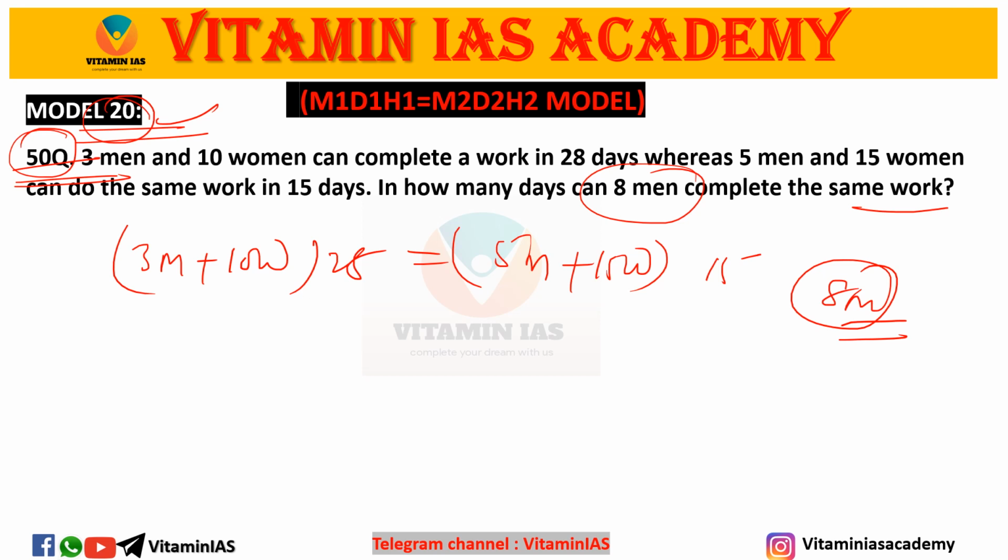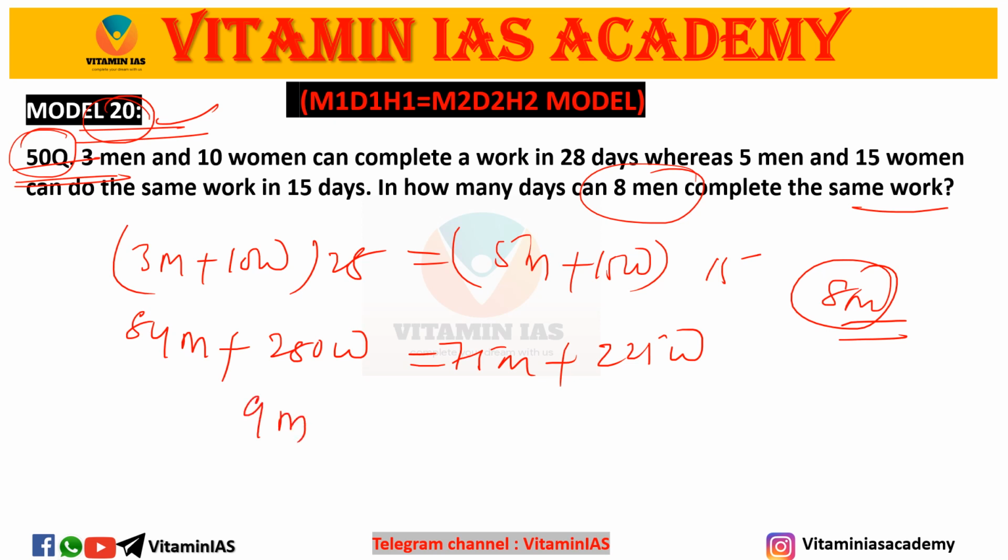So solve this question. 3 into 28, 84 M plus 10 into 28, 280 women is equal to 5 into 15, 75 M plus 15 into 15, 225 women. So what is the difference here? 84 minus 75, 9 M. And what is the woman difference here? 280 minus 225, 55 women.